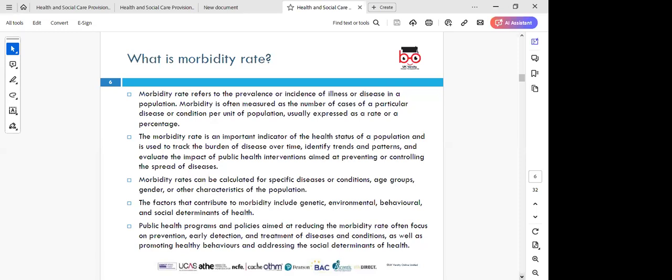Then we have to look at what we call morbidity rates. So we looked at mortality, infant mortality, and what we call the morbidity rate. Morbidity rate refers to the prevalence or the incidence of illness or disease in a population. Morbidity is often measured as the number of cases of a particular disease or condition per unit of population, usually expressed as a rate or a percentage.